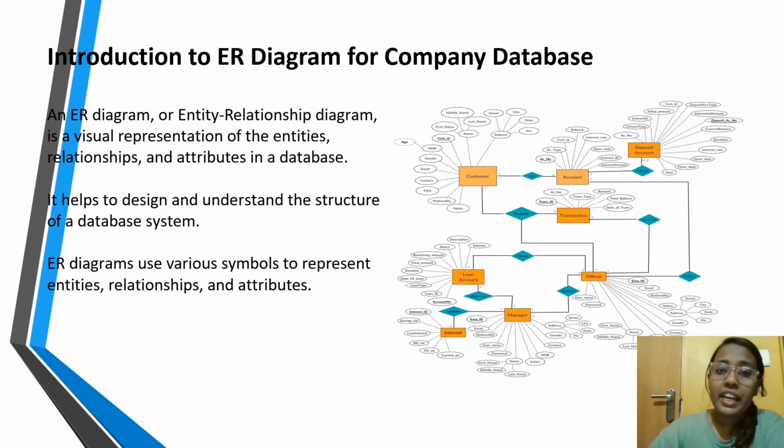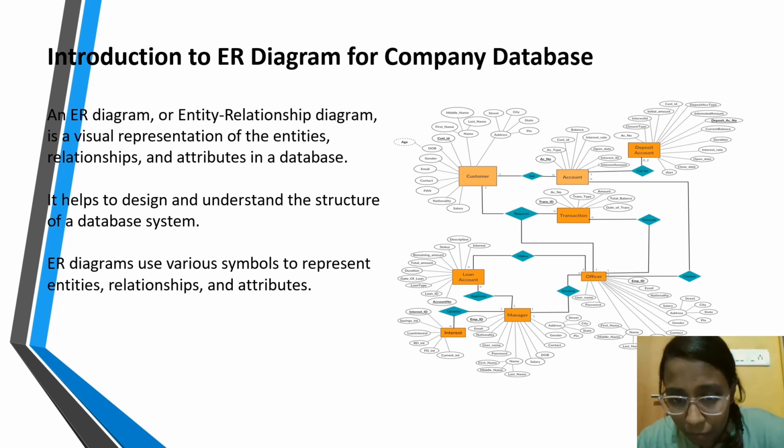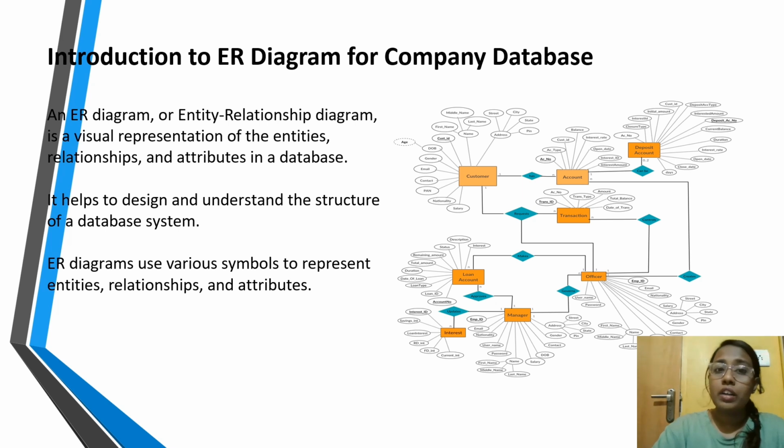An ER diagram, or an entity relationship diagram, is a visual representation of the entities, relationships and attributes in the database. It helps to design and understand the structure of a database system. ER diagrams use various symbols to represent entities, relationships and attributes. The main points in the ER diagram are the entities, relationships and the attributes. In the diagram also we can observe the entities, the relationships and the attributes. In further slides we'll discuss these elements, that is entities, relationships and attributes.